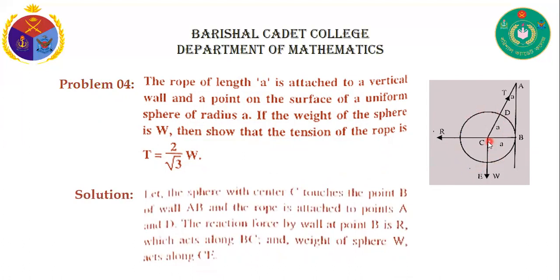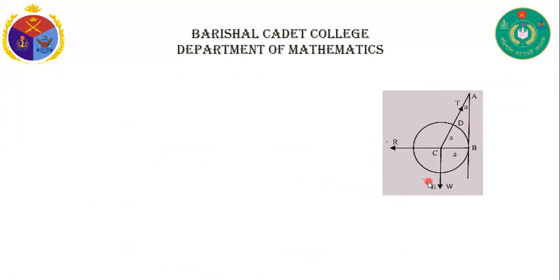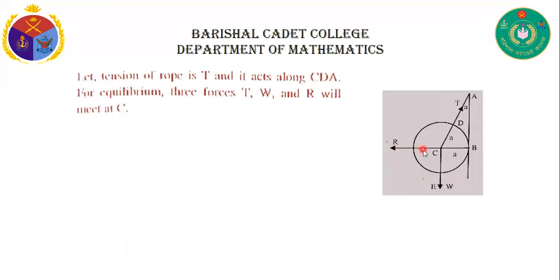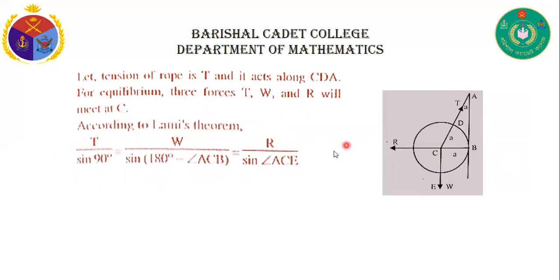Let the sphere have center C, touching the wall AB at the point B. Here the reaction force of the wall along BC is R, and the weight of the sphere acts down through C, and the tension of the rope along CDA is T. These three forces are in equilibrium at C. So according to Lami's theorem, we can write T divided by sine 90, the angle between R and W being 90 degrees, equals W divided by sine 180 degrees, that is 180 minus ACB.